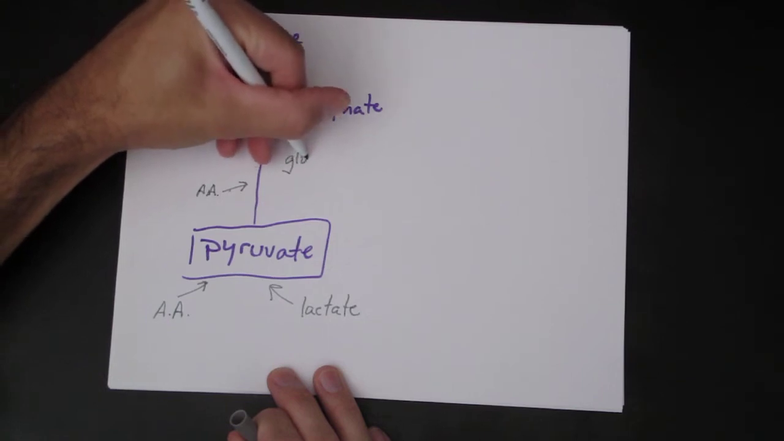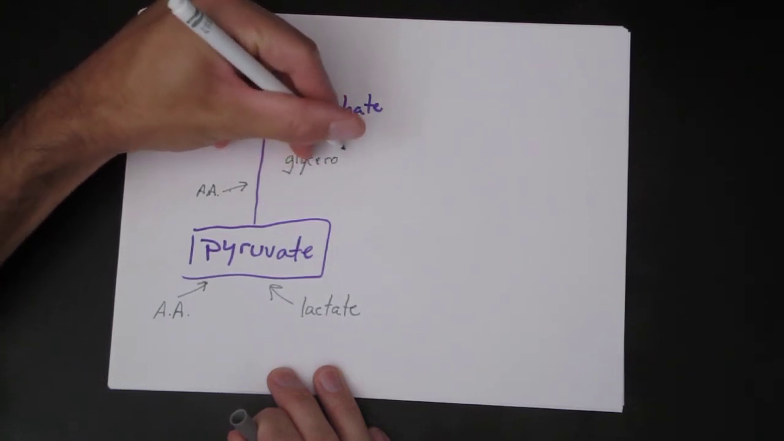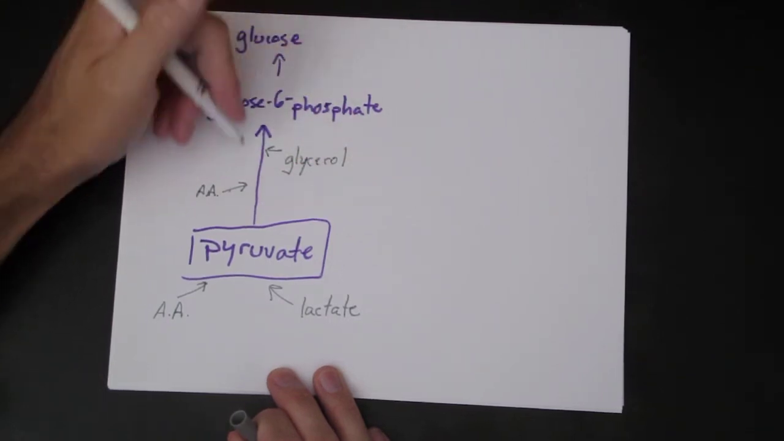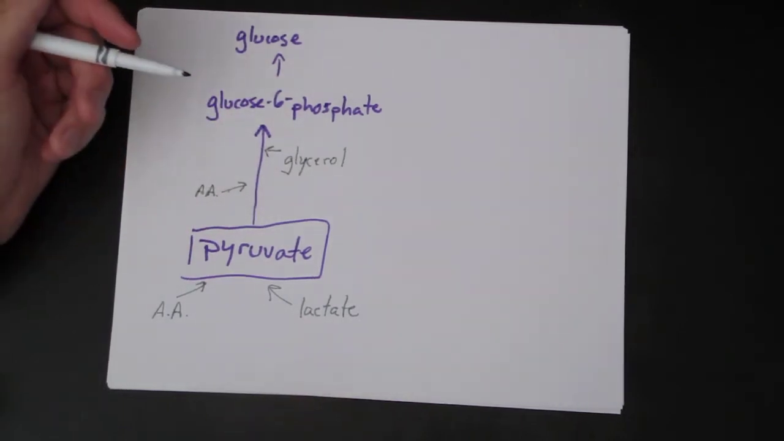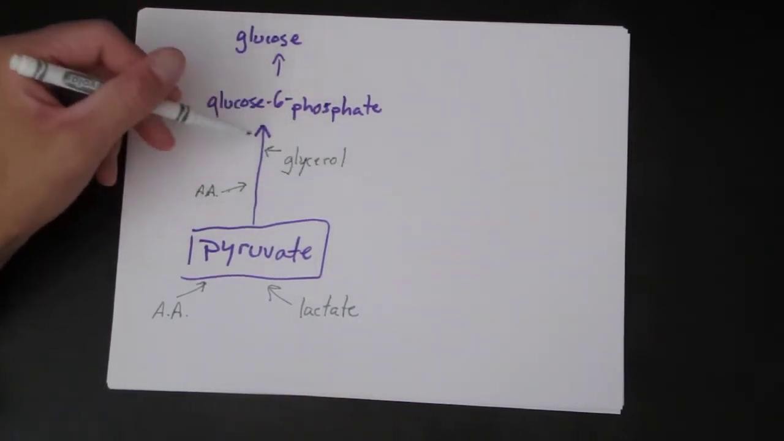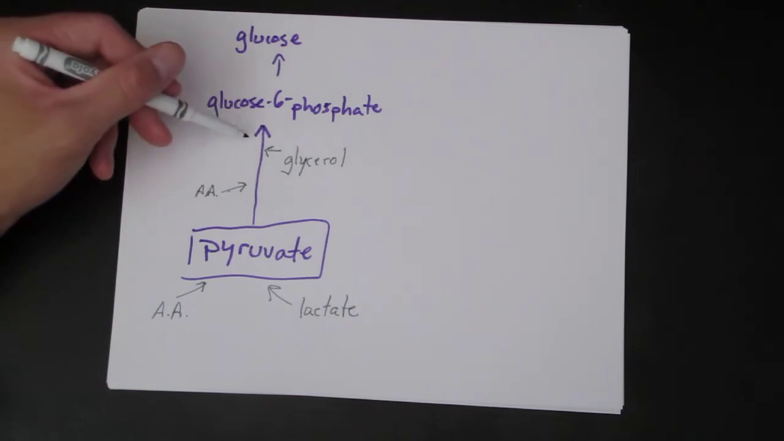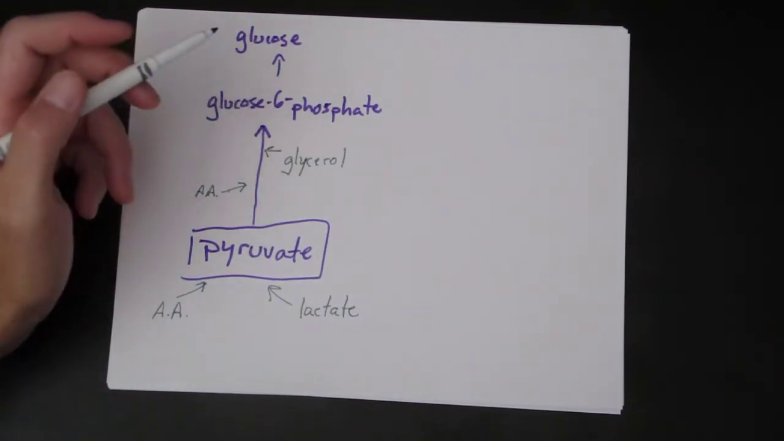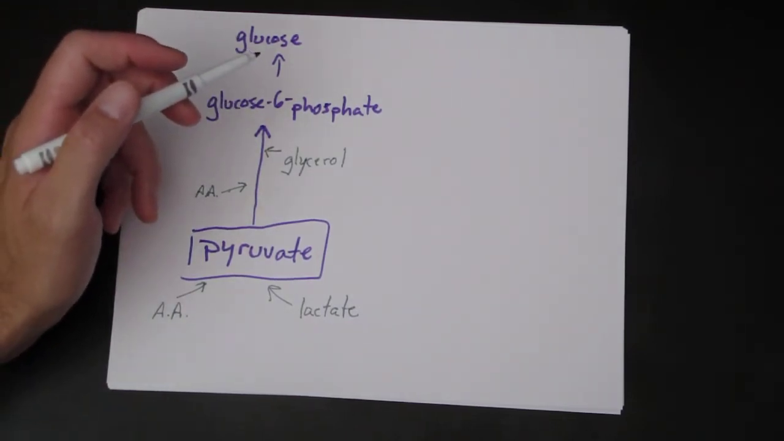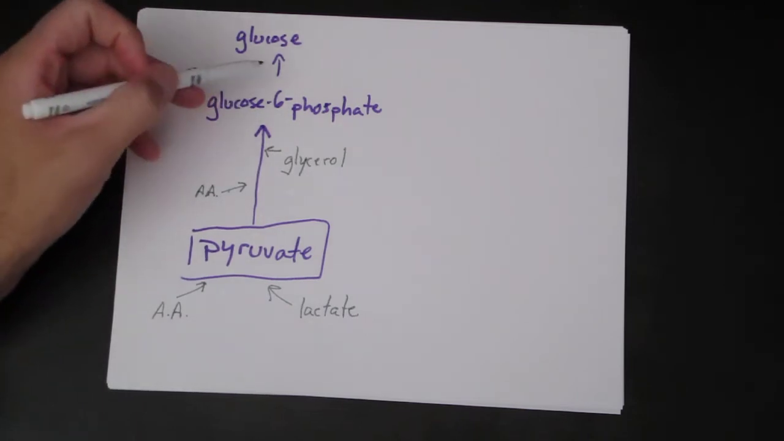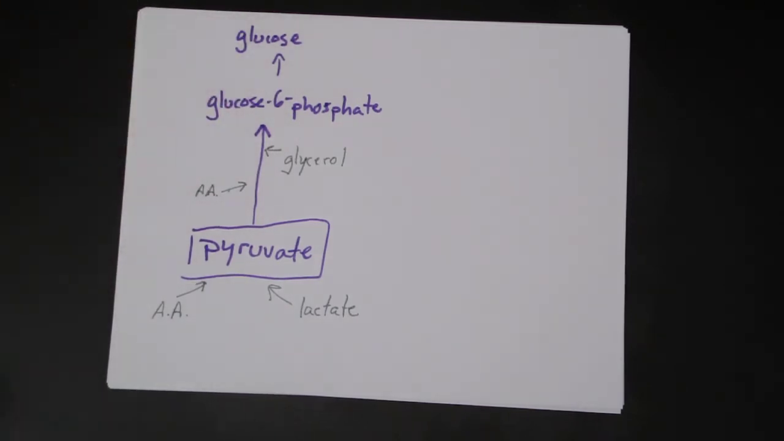Glycerol, which is from fats, is often going to be converted back into one of these intermediaries as well that will ultimately be converted to glucose 6-phosphate. And then we see that glucose 6-phosphate can be converted back into glucose.